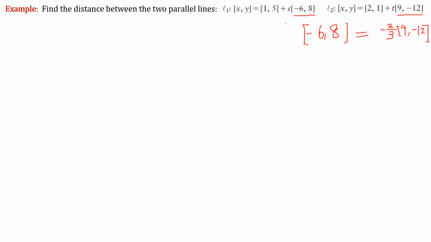So these two lines must be parallel or coincident. Also, you can check whether this point 1, 5 is on this line 2, 1 plus t times 9, -12. If you check that, you can see that this point is not on that line. So the two lines must be parallel, right? So if you are told these two lines are parallel, can you find the distance between the two parallel lines? Means distance from A and B. AB is perpendicular to line L1 and to line L2.